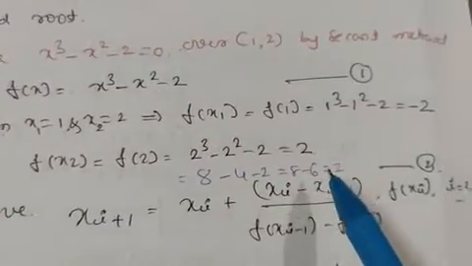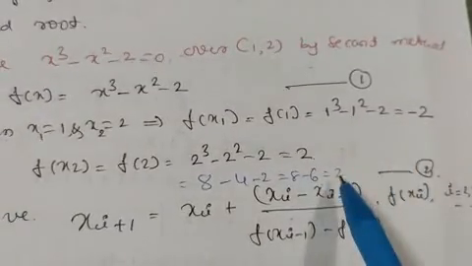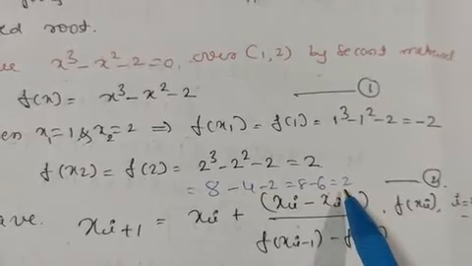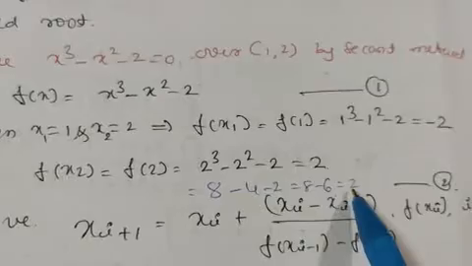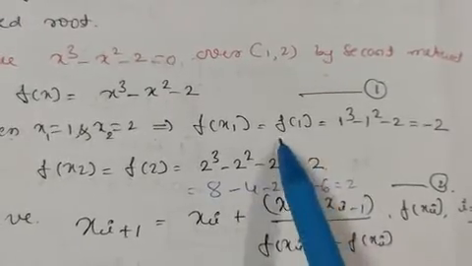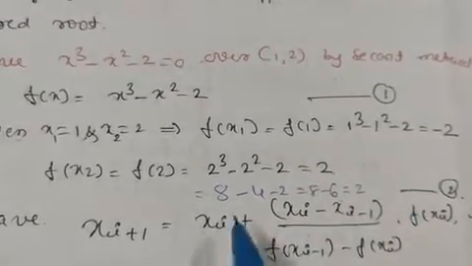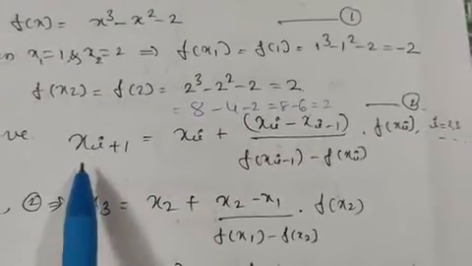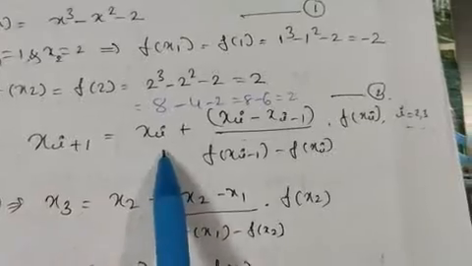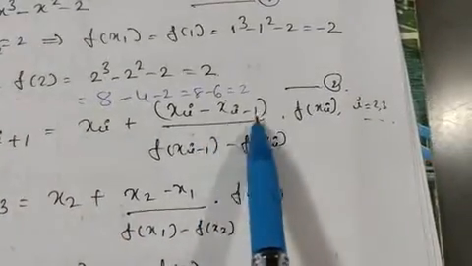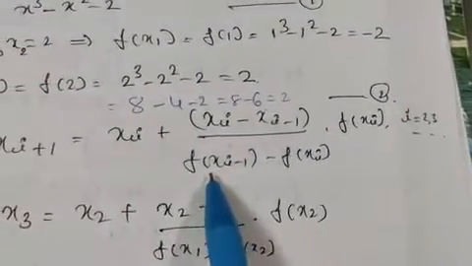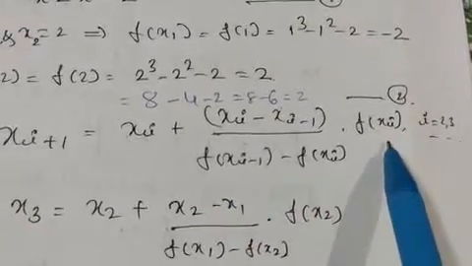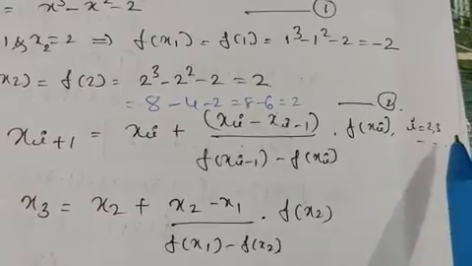Here there is no need to verify whether they are of opposite sign or not, because in previous cases, if they were of opposite sign, then we improved that result. But here you only have to find f of x1 and f of x2 and use them in the next formula. So by the secant method we have the formula x(i+1) equals xi plus (xi minus x(i-1)) divided by (f of x(i-1) minus f of xi) into f of xi, for i equals 2, 3 etc.